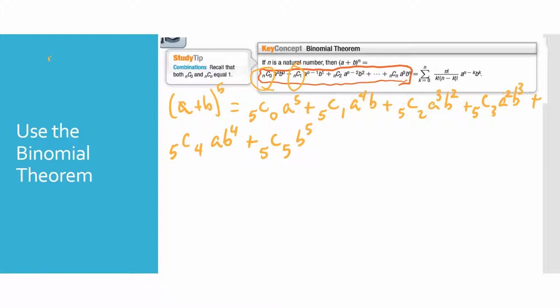Now that's putting it in combinatoric form, and rather than go through all that factorial business that we just did, I can use my calculator to find these coefficients, the binomial coefficient for each of these terms. And so we're going to just get a refresher. We've used combinatorics on the calculator before, but we're going to refresh ourselves on that a bit.